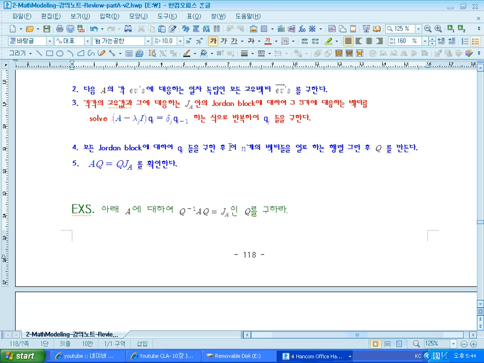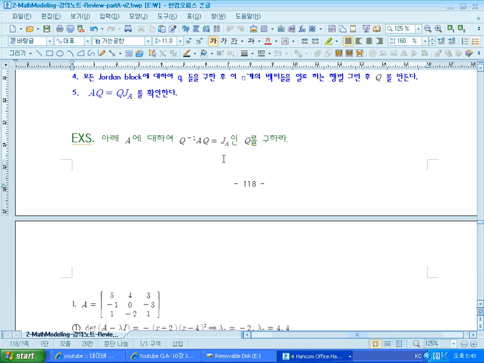After we find the columns of the submatrices, we make a direct sum of those submatrices of Q to form an n by n invertible matrix Q. Then check whether that is the right one by multiplying AQ and QJA, which should be the same. We check it.